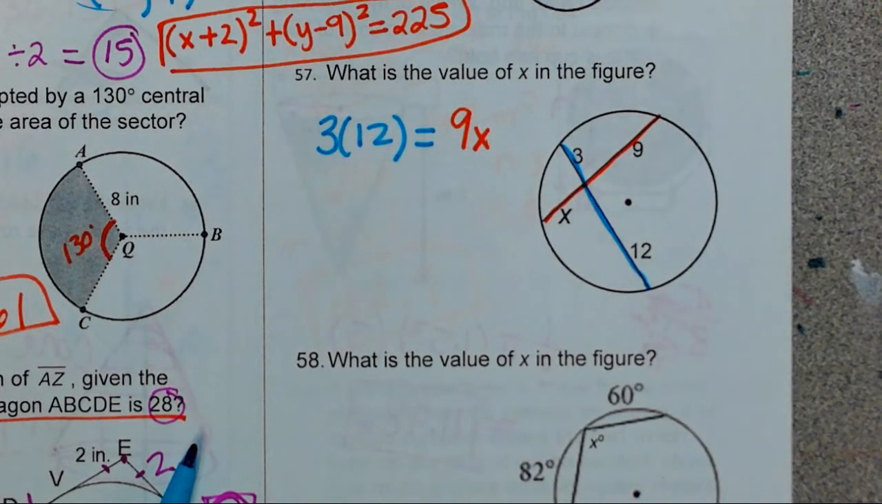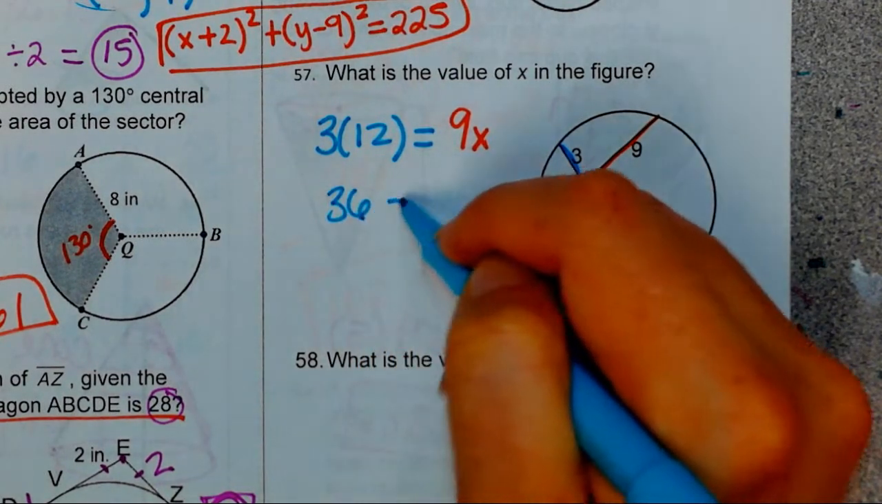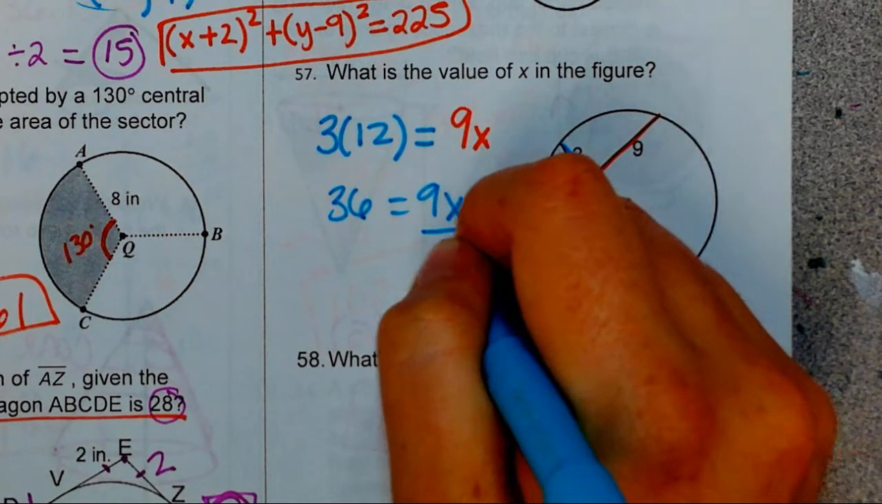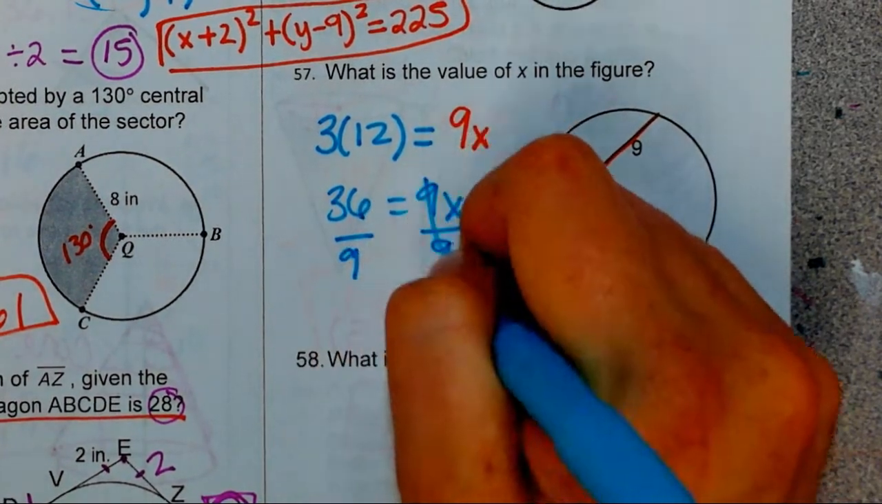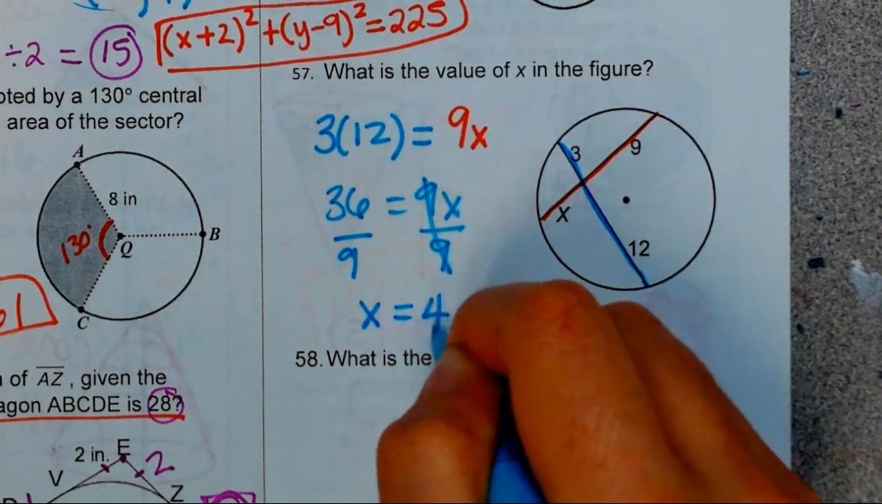All right, so 3 times 12 is equal to 36. That's equal to 9x. Divide by 9. So x is equal to 4.